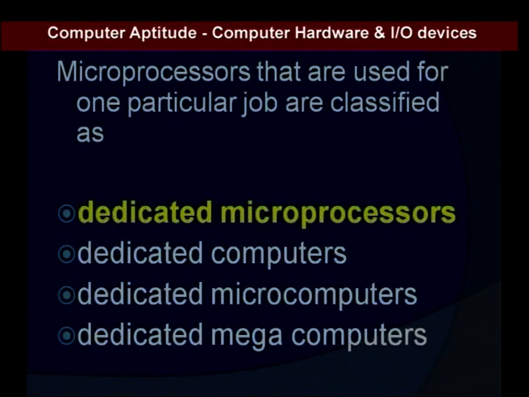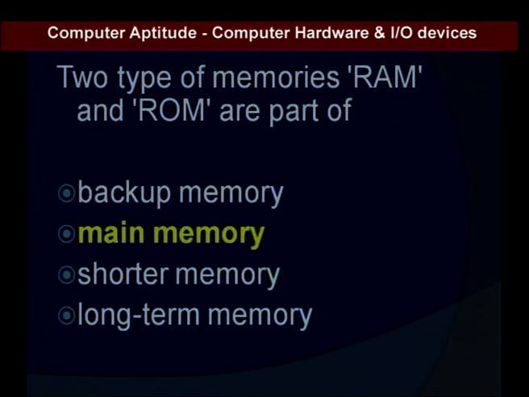Next, microprocessors that are used for one particular job are classified as dedicated microprocessors. Dedicated microprocessors are the small microprocessors. There are two types of memories, that is ROM and RAM. RAM means random access memory, ROM means read only memory. Randomly accessed memory is called RAM. Read only memory is used only for reading purposes.